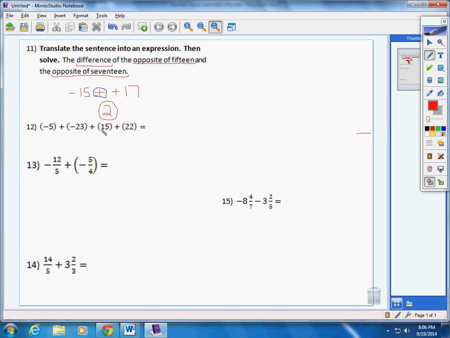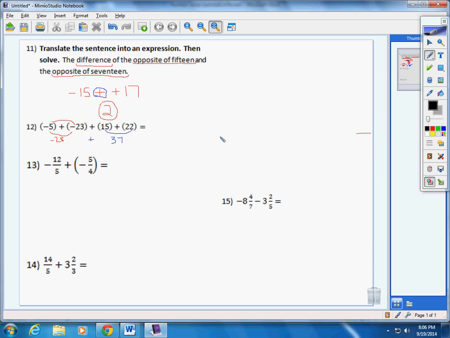Since we're just adding integers here, we've got a negative 5 and a negative 23. You know that those are going to make a negative 28. That's those two. And we'll go in blue. Positive 15 plus a positive 22, we still need that plus sign there, is going to be a positive 37, because that's just regular addition.